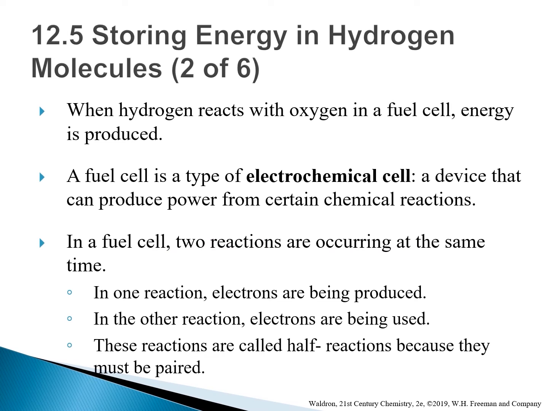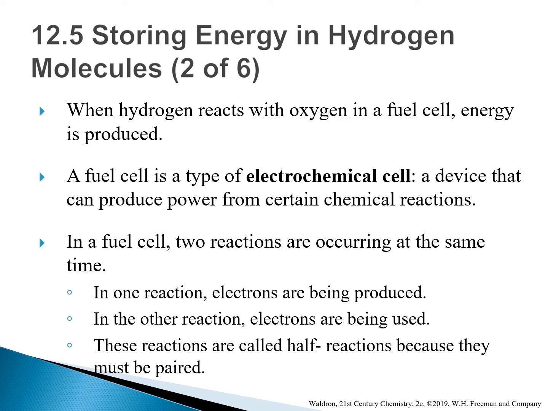The hydrogen gas produced in the previous example is a fuel, because when hydrogen molecules react with oxygen molecules in a fuel cell, energy is produced. You can think of this as the same way that energy is produced when gasoline reacts with oxygen in a car engine. A fuel cell is a type of electrochemical cell that produces electrical energy from certain chemical reactions.